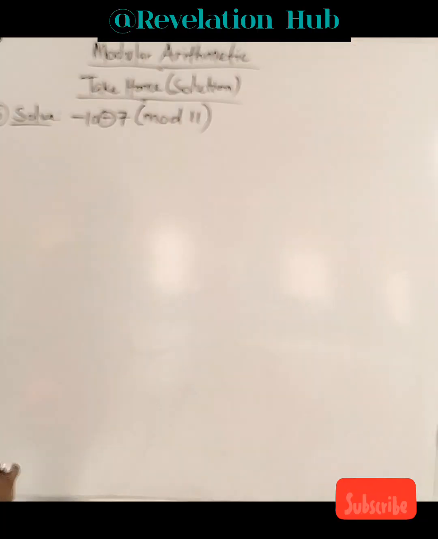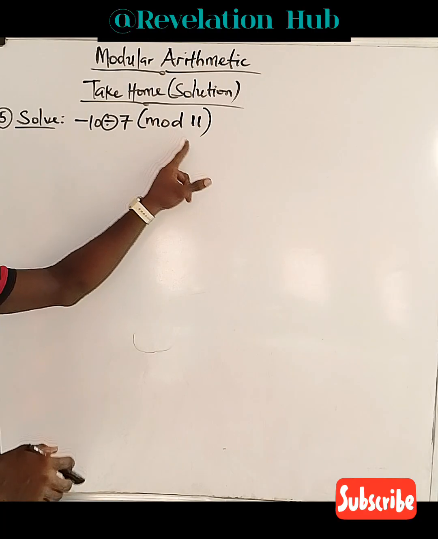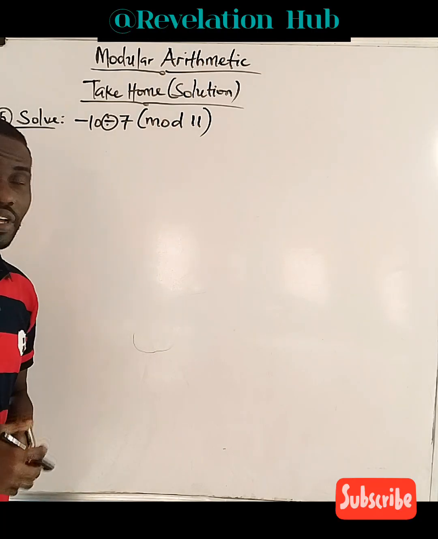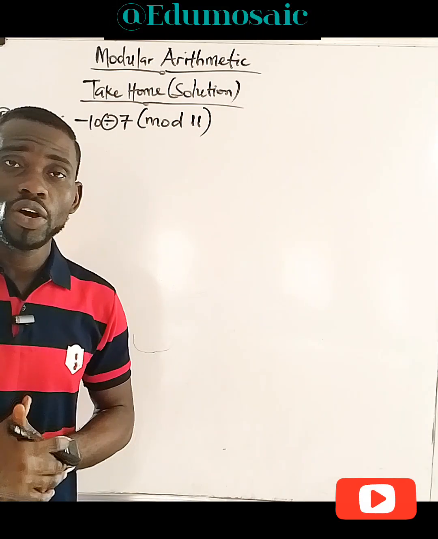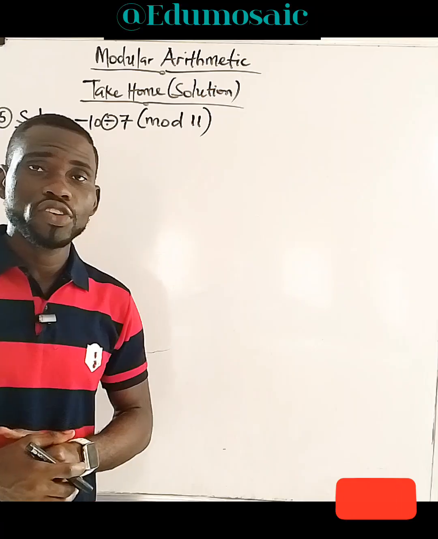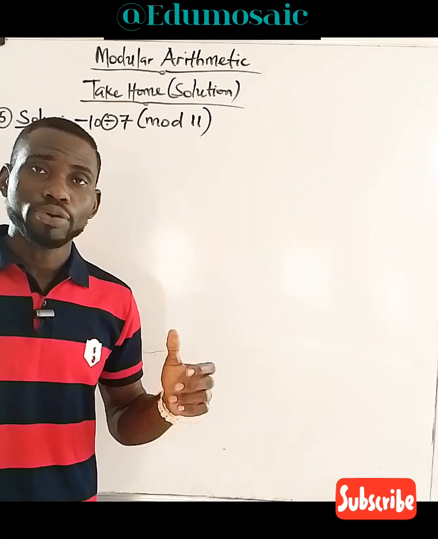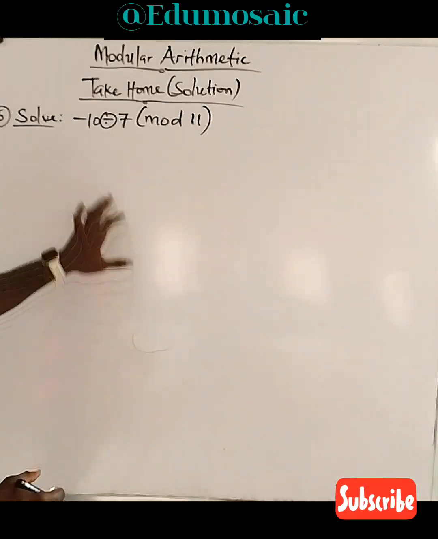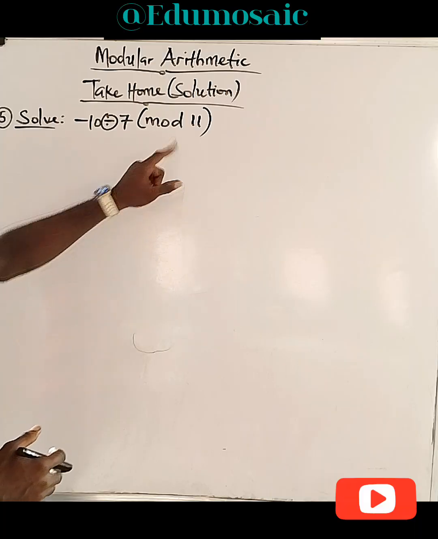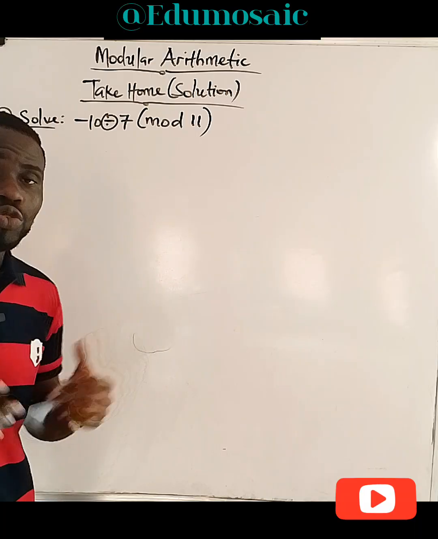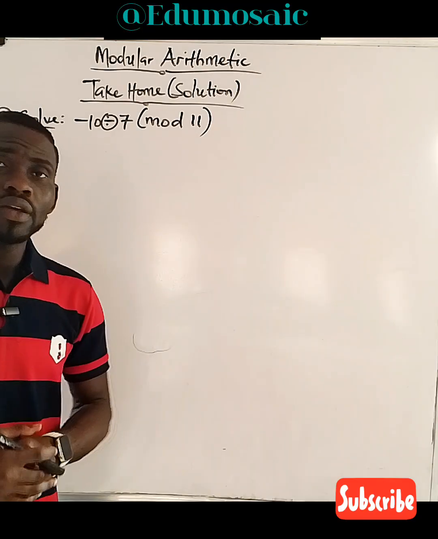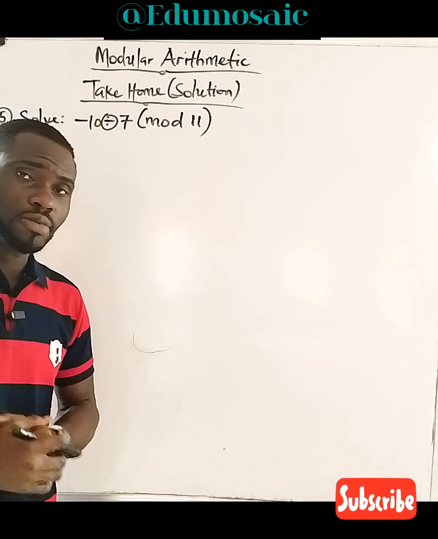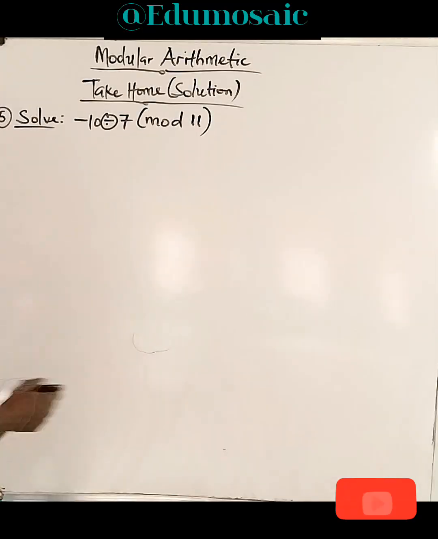So we are asked to solve minus 10 divided by 7 in modulo 11. Now don't forget, we are still working on basic operations. Once we solve this question, we're going to be moving on directly to equations under modular arithmetic and other broad applications. We're going to be using two approaches. The first is the direct approach, and the second is the multiplicative inverse approach. So let's use the direct approach.